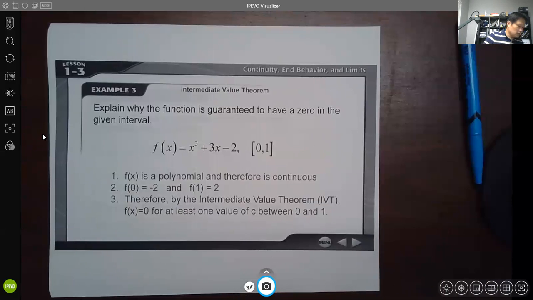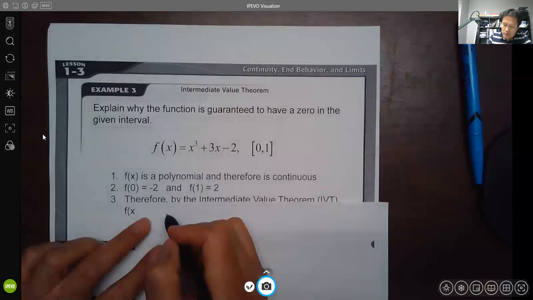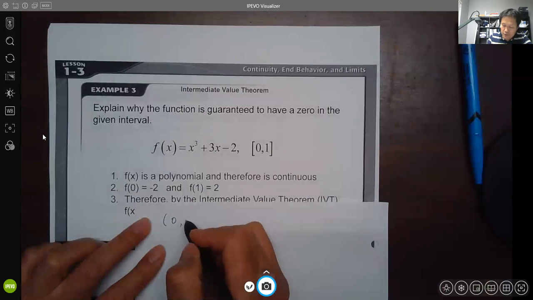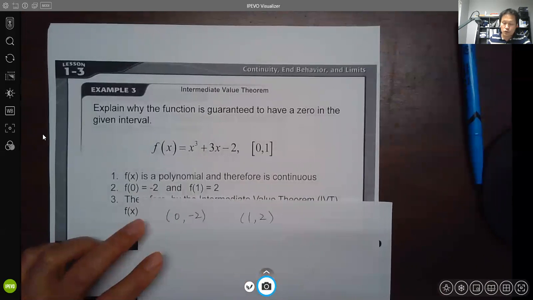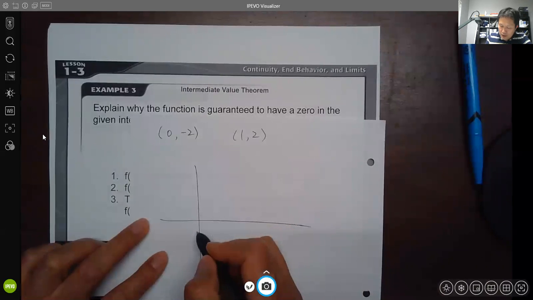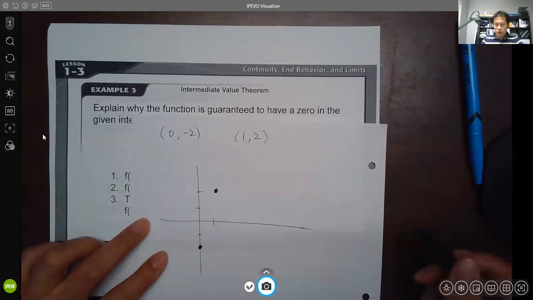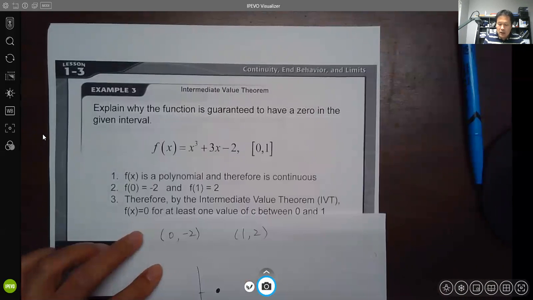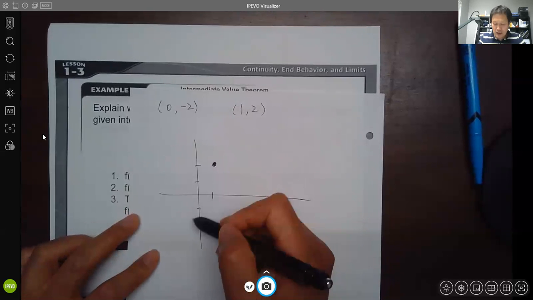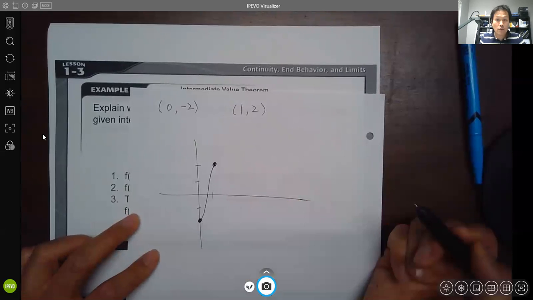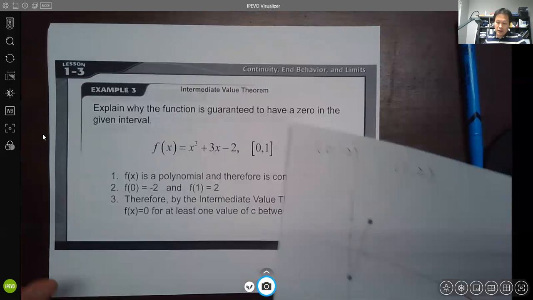If you didn't quite follow what that meant, basically, we plug in 0 for x and get a y value of -2. We plug in 1 for x and get a y value of 2. So basically, we have 0, -2 here, and 1, 2 here. We have 2 points. And we said it's continuous. It has to be connected somehow. So even though I don't know the exact graph, you have to connect them somehow. So there has to be an x-intercept between 0 and 1. That's all they're saying.